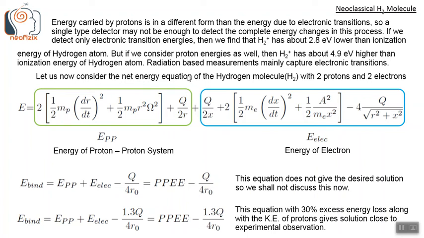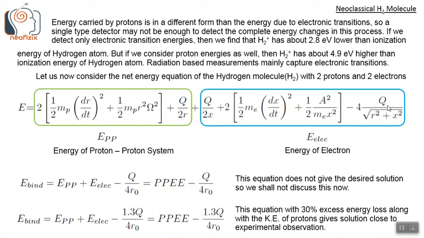So let us now consider the net energy equation of the hydrogen molecule, that is H2, with 2 protons and 2 electrons. So this is the energy equation corresponding to this system, H2 molecule. So this is the energy of the 2 proton-proton system we saw earlier, and this is the energy of the electron. So here it is modified. This Q by 2x is a new term, which is the potential energy between the electron and electron. And the kinetic energy of the electron has a factor 2 because there are now 2 electrons.